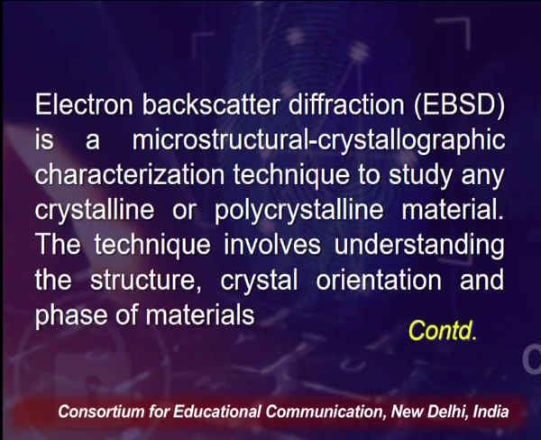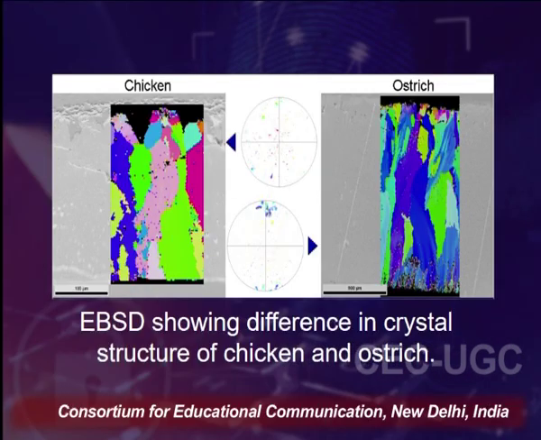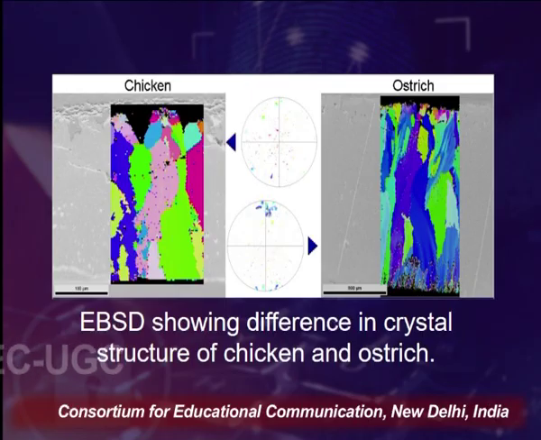Like we can see the EBSD showing difference in crystal structure of chicken and ostrich eggshell. For example, if we say that through scanning electron microscope we have identified that this particular eggshell belongs to avian species, but the EBSD can help us in knowing which particular species this eggshell belongs to. We can say the left hand one belongs to the chicken and the right hand one belongs to the ostrich species.